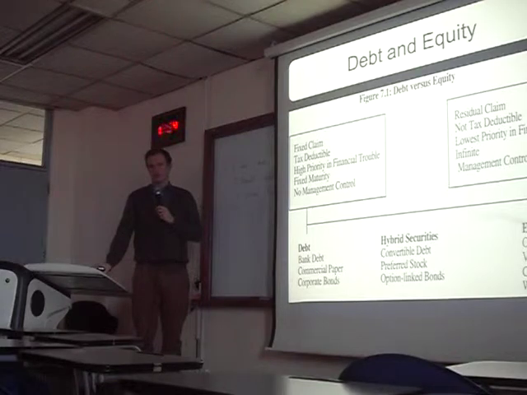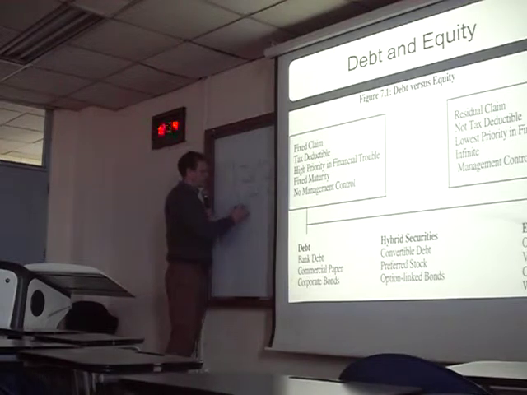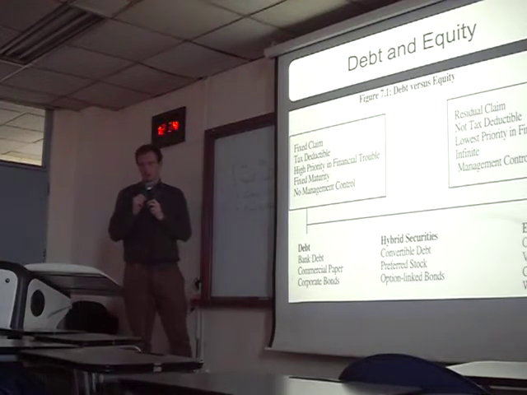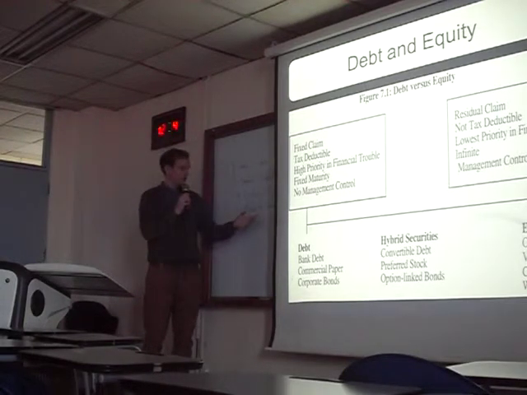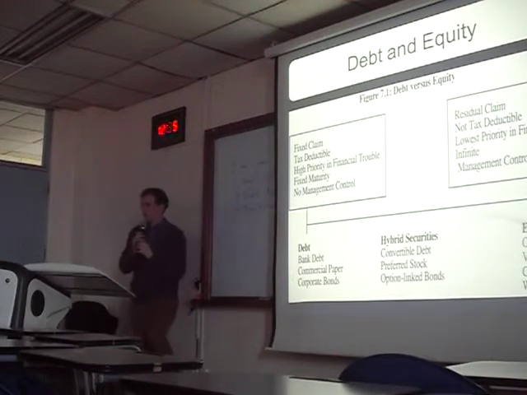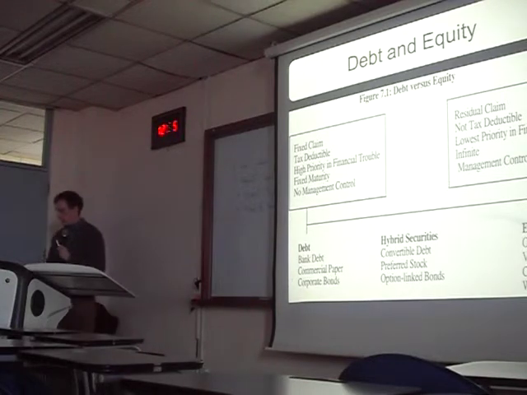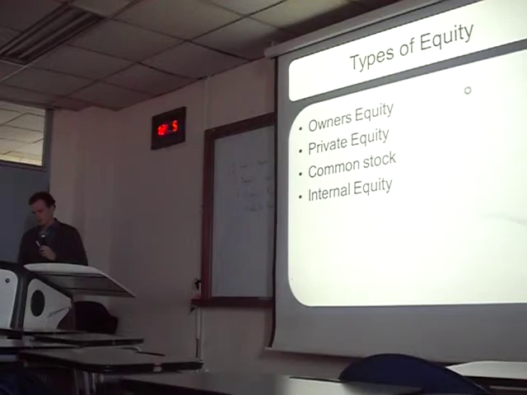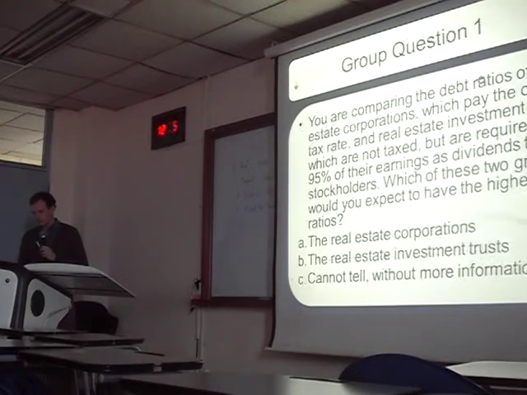Okay? Another difference. We're missing one important difference. Fixed payments, right? So fixed payments versus, we don't know, variable. With stocks, the price can go up or down, we can get paid dividends or we don't get paid dividends, we don't know, right? It depends on the profit the company makes. With debt, we know we're going to get paid every year. Okay? So those are the main differences between debt and equity.